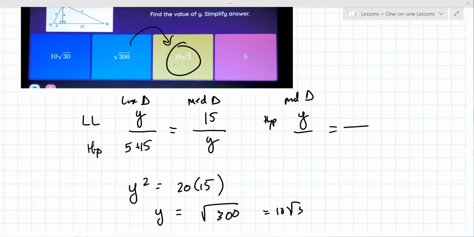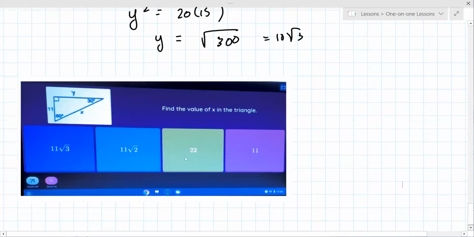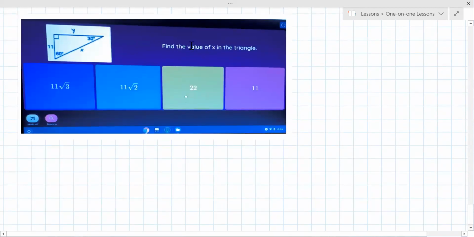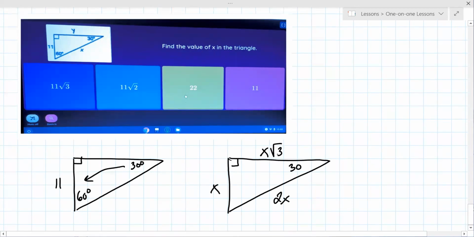All right, so we'll do a more reasonable question here, number 6. Okay, so this is a 30, 60, 90 triangle. It's oriented in an unusual way. We wouldn't really draw it this way. The short leg is always across from the 30. So the 11 in this case is the short leg. So in the reference triangle, that's x. Across from the 30 is x. The hypotenuse is 2x, and the long leg is x square root 3.